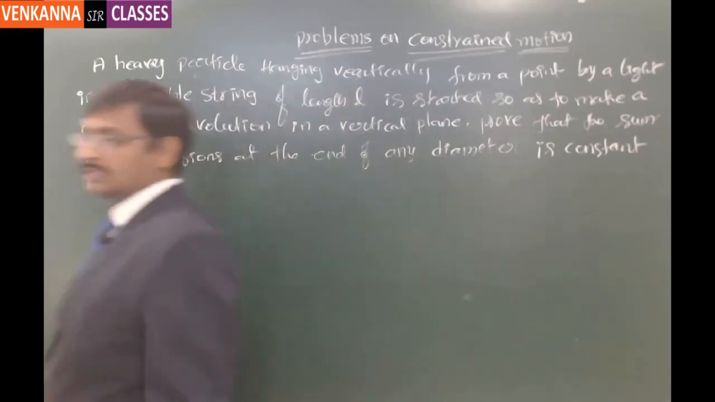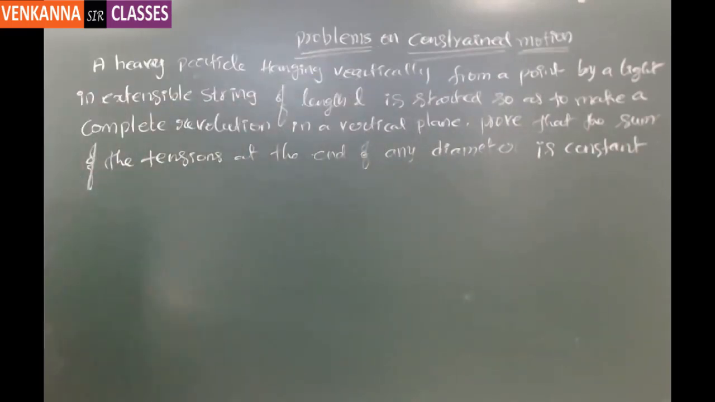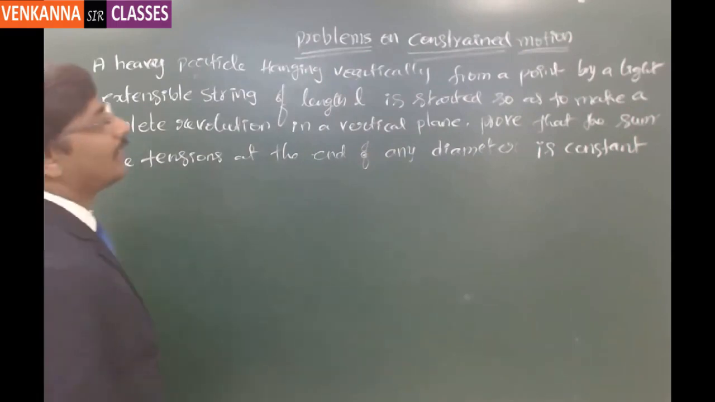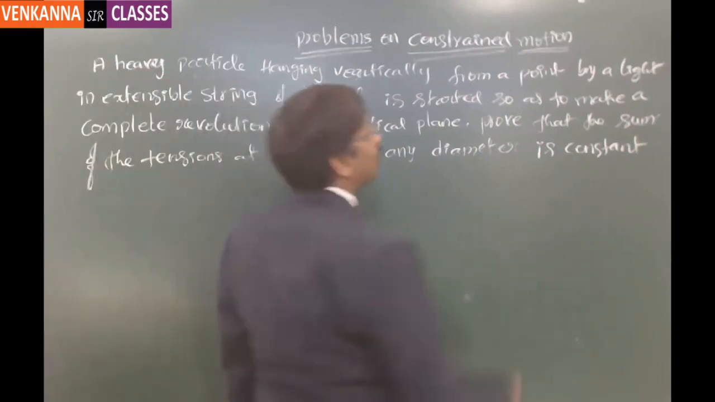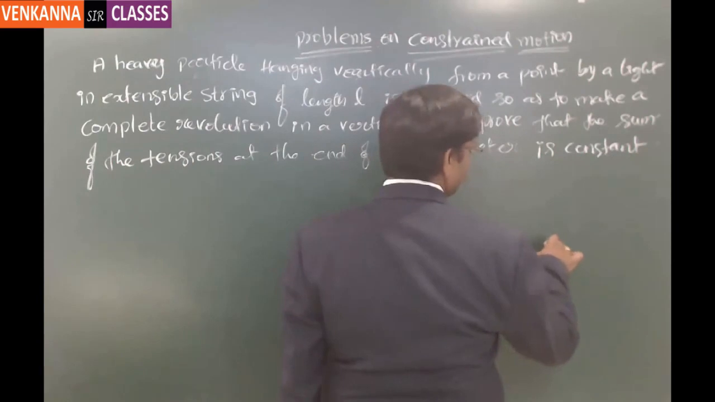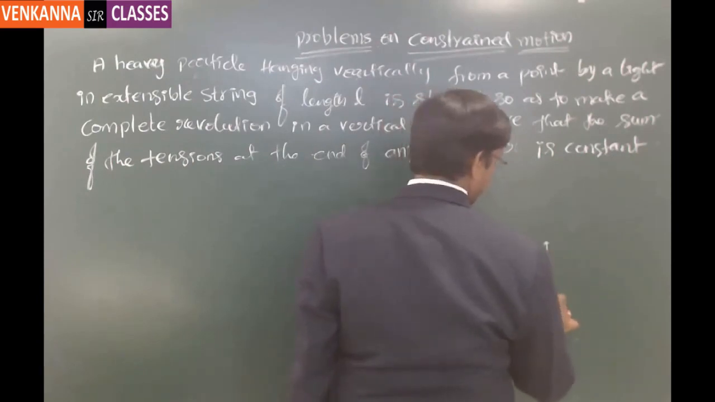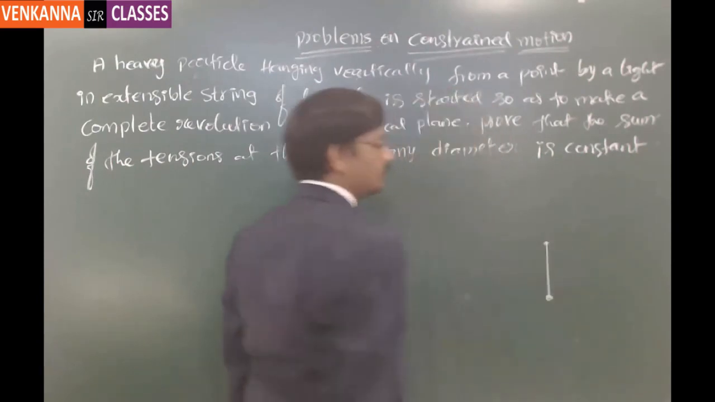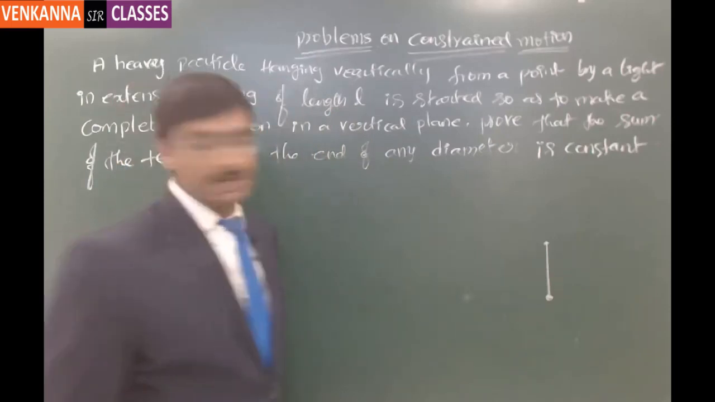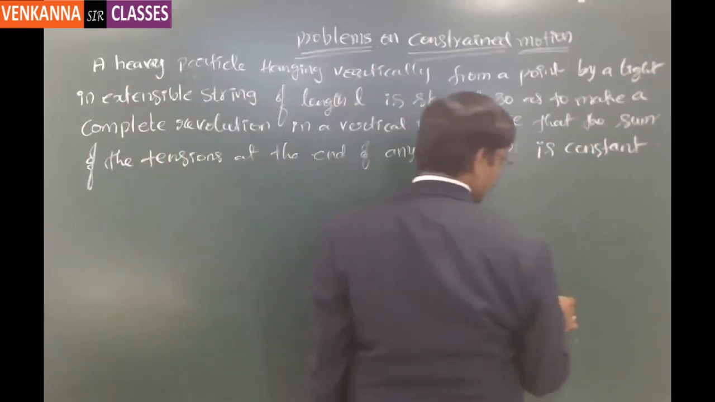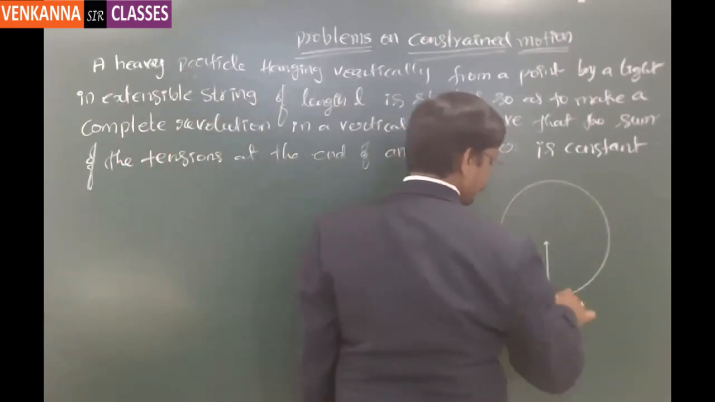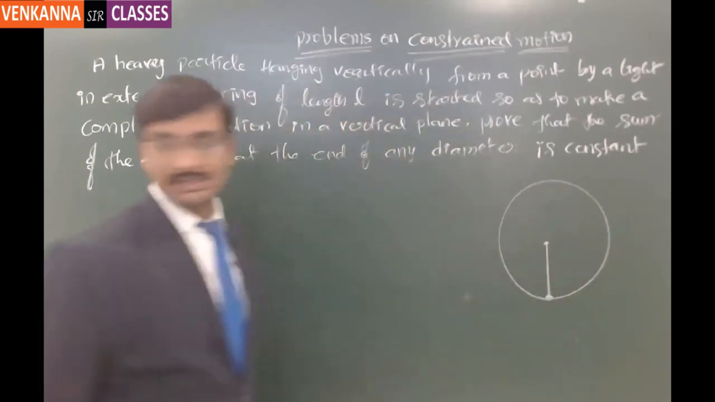Can you try to solve this problem? Okay, so let me solve this. A heavy particle hanging vertically from a point. So this is the point and this is the location of the particle, and it started rotating in a vertical circle like this.